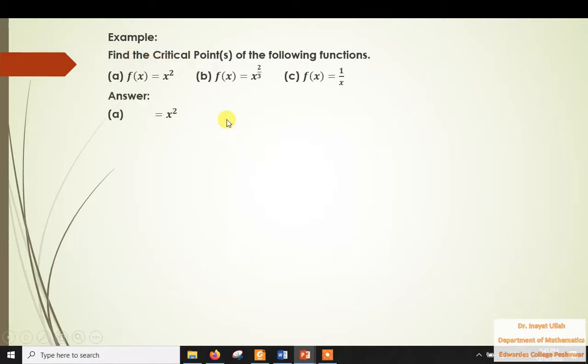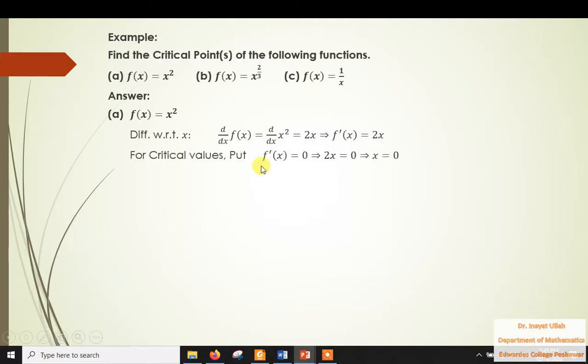First of all, we have taken this function f of x equal to x square. For critical points we need to find the derivative of the function. So find the derivative of this function, differentiate with respect to x this function both sides. The derivative of x square is 2x, so it means that f prime x is 2x.